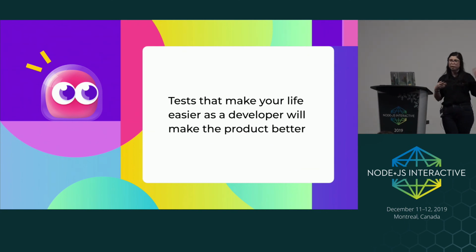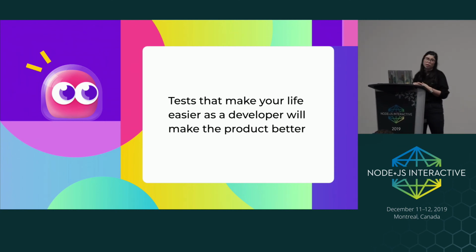The second one is think about things that break often. In our example, the activity list. If it breaks often, the chances are that you're going to break it again in the future. Write a test for it. Save yourself time. Save yourself surprises in QA sessions by writing tests.